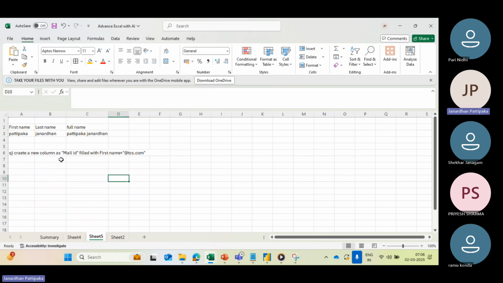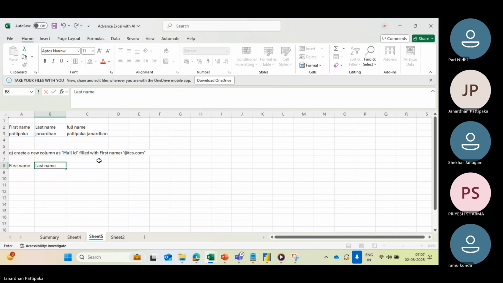So I want to create a new column. The column should be mail ID, and if I give the first name, it should take the first name plus this domain, @tcs.com, added. So what is the first name I am taking here? Suppose my column is first name, I'm mentioning second, last name, and here I can take mail ID.